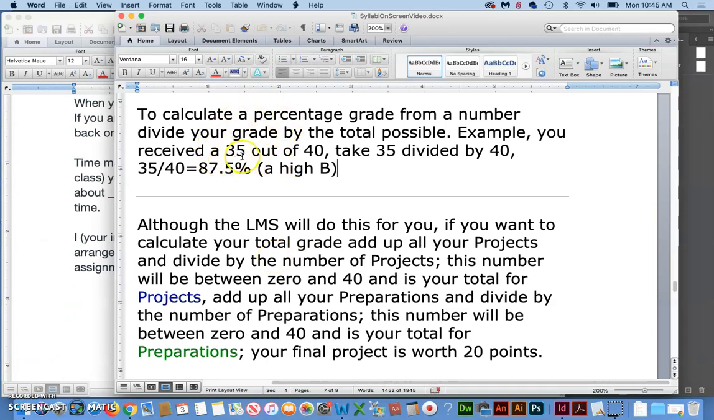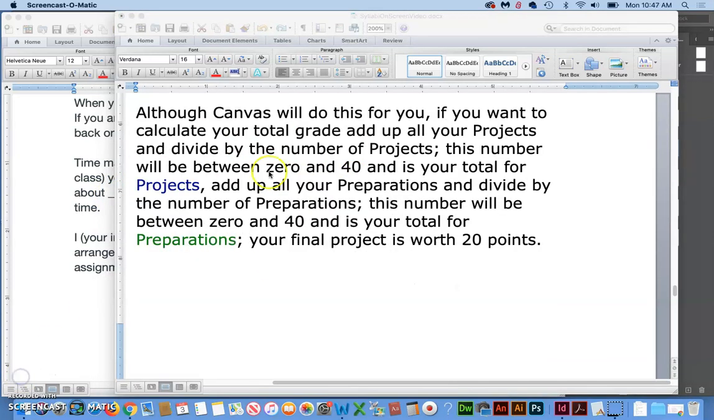So to figure out any grade that you receive, if you get a 35 out of 40, just simply put that in a calculator. 35 divided by 40, you get an 87.5, and that equates to a high B grade as shown on the syllabus. Canvas will calculate your grades for you in a very accurate and efficient way.